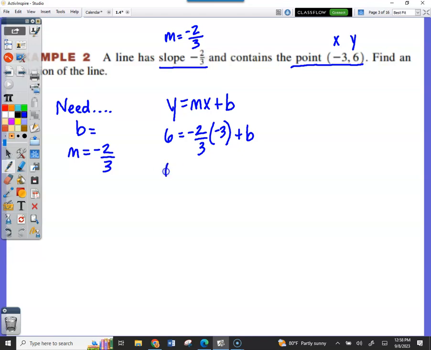So I'm going to clean this up. I've got negative 2/3 times negative 3. You could just multiply that straight across and then clean it up. Or you could recognize a negative times a negative is a positive, and then this 3, which is being divided, and this 3, which is being multiplied, are inverses. So I'm left with just what? 2. Subtract the 2. Now I know the value of B.